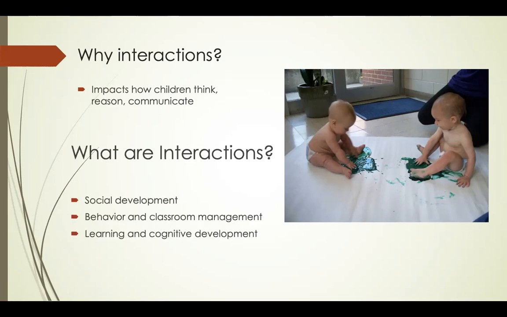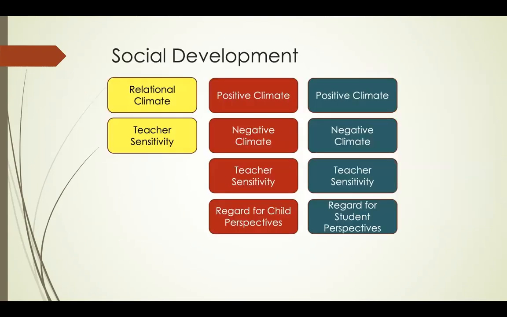So interactions can be broken down into 3 different categories, as you can see right here. And these categories, you'll see, are related directly to those domains that we talked about in pre-K. The social development is really that emotional support. Behavior and classroom management is exactly that, the classroom organization. Learning and cognitive development ties directly in with that instructional support. So you see that the CLASS tool is set up in exactly the same way that children's interactions have been set up, as we know through brain science.